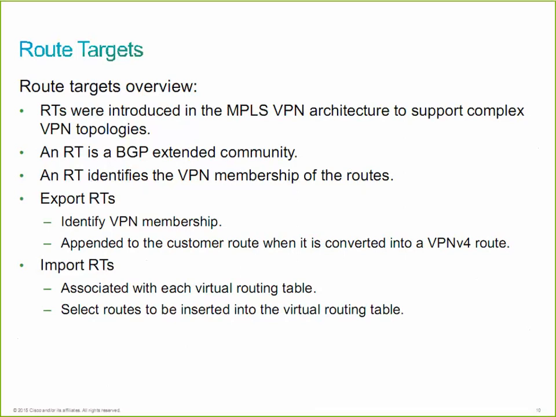Think of a route target as a BGP extended community, basically. It allows the identification of VPN membership of particular routes, right? In fact, we actually use BGP communities to implement route targets. There is a 16-bit value, and it's the higher order 16 bits of the BGP extended community attribute.